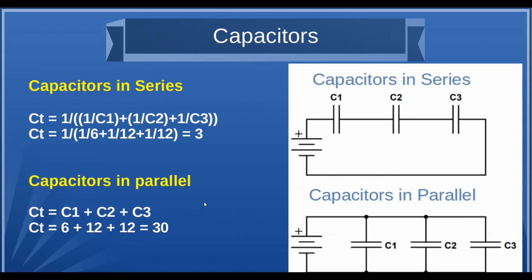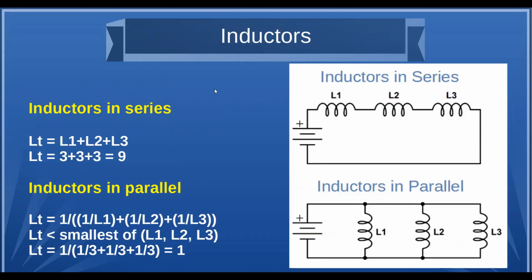Capacitors in parallel act like resistors in series. You just add them. Okay. Inductors in series act like resistors in series, because each one opposes the flow. So the more of them in series, the more opposition to flow. If they're in parallel, it's like capacitors in series or resistors in parallel, and you do your little reciprocal formula.